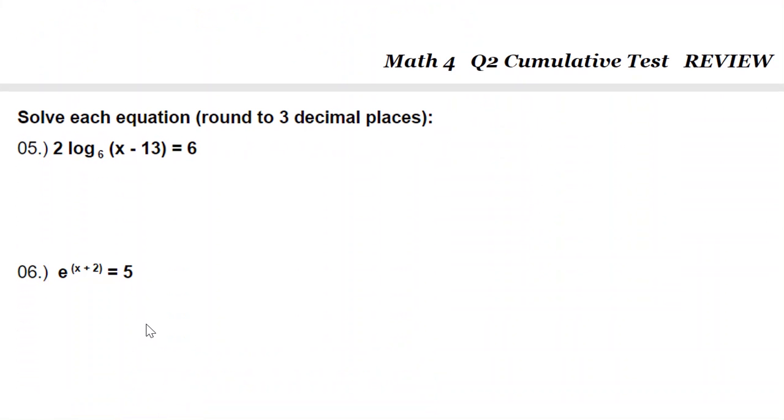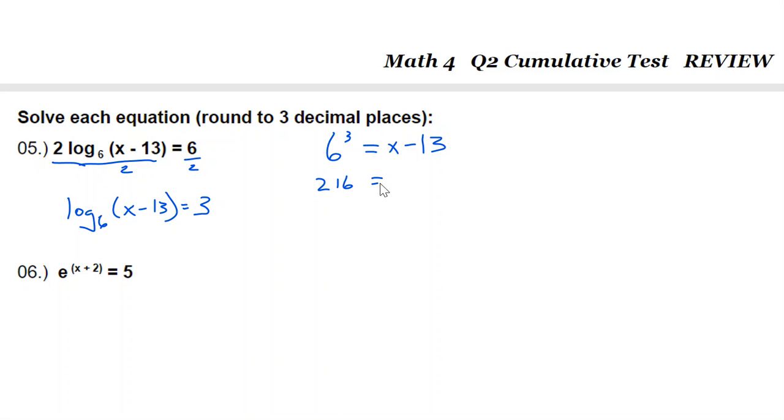Now, solve each equation and round to 3 decimal places. So let's see now, we're going to start by dividing both sides by 2. That means we're going to have log base 6 of that equals 3. And then we're probably going to want to rewrite this out of a logarithm and into exponential, which 6 to the 3rd is 216. And then we're going to add 13 to both sides. So we get 229 equals x.